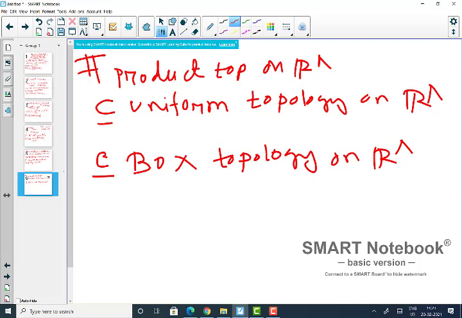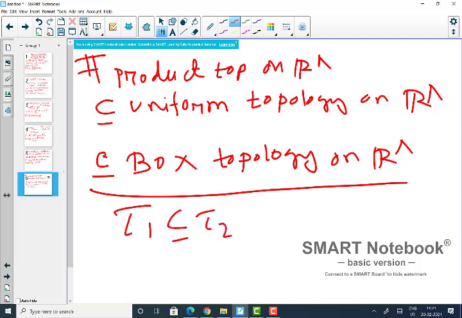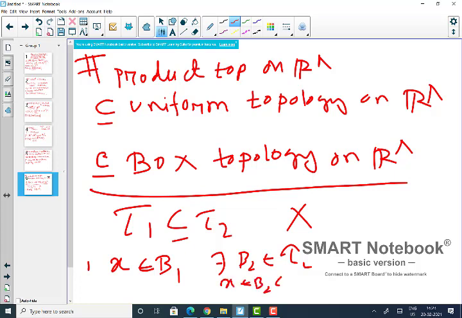This is the way to prove. You recall that? Just recall how to prove something is finer than something. If you want to prove that tau 2 is finer than tau 1, then what you need to prove is that, given a point x on some space and a basic neighborhood b1 inside tau 1, there exists some b2 inside tau 2 such that x belongs to b2 and b2 is a subset of b1. This is what we need to prove that tau 2 is finer than tau 1.